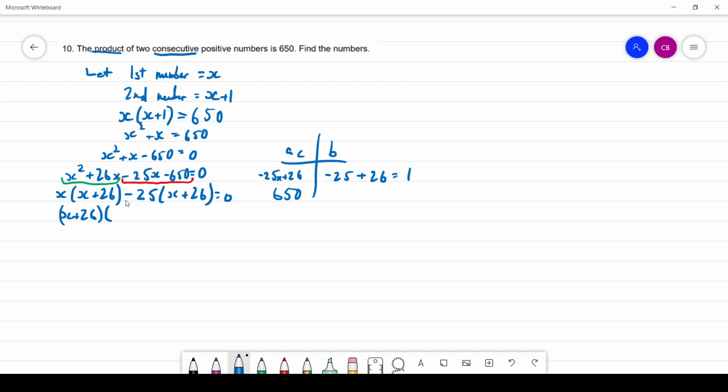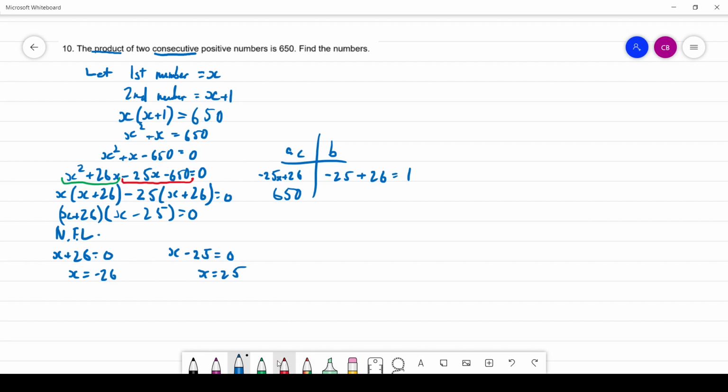The first term is just x minus 25 equals 0. Now I can apply my null factor law, and if you've done the quadratic equation, you'll get 2 x values, which should be the same as these ones. x plus 26 equals 0, and x minus 25 equals 0. We can rearrange this to get x equals negative 26. And over here we can rearrange this to get x equals 25.